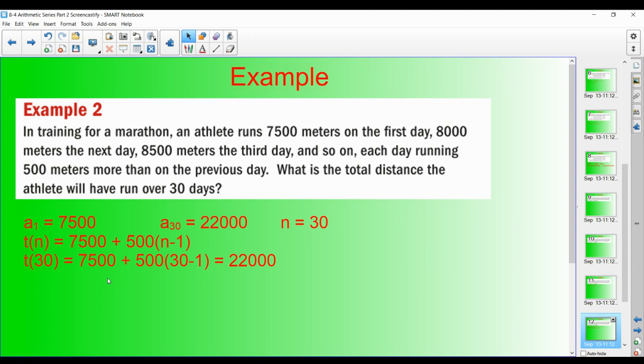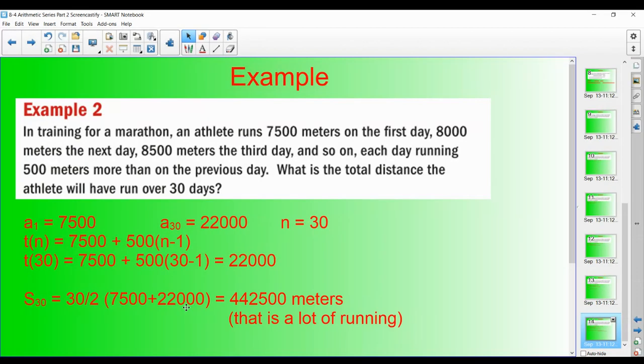So sometimes I've got to find out more information than the problem originally gives me. I have to set up another equation, but I can always find the first term, the last term, and the number of terms. And now I put my number of terms divided by 2 to find my pairs, times first term plus last term, multiply it together, and you get 442,500 meters, which is a lot more running than I would like to do.